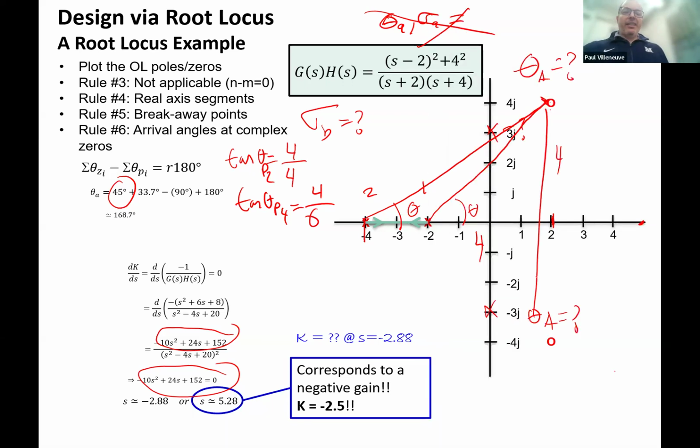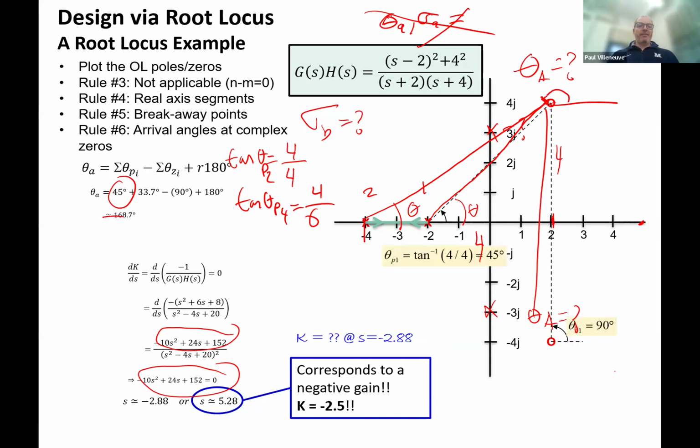I don't need to calculate this one here, right? We know it's 90 degrees. It's straight up. And then remember that has to equal the plus 180. So when you do that, this comes in at 168.7 degrees. So you rotate 168.7 degrees. Okay, and you can do the same thing for the second one.